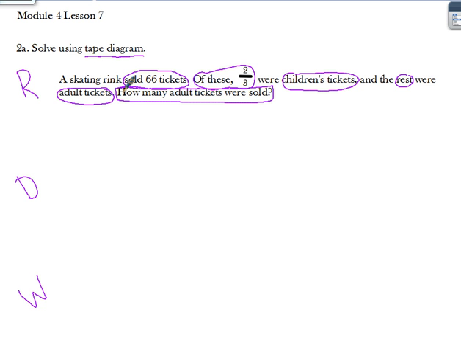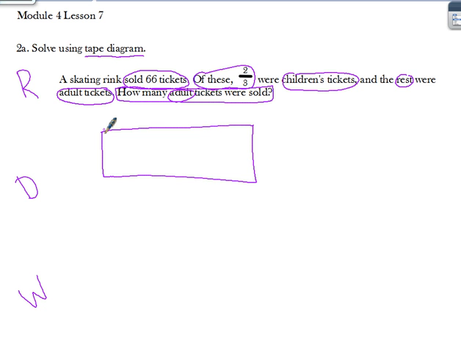Now, in this box where I have the question, I'm going to circle adult because we have children's tickets and we have adult tickets in this problem, and I don't want to get myself confused in what I'm actually trying to solve. Since I must use a tape model or a tape diagram, I will first draw my ribbon.